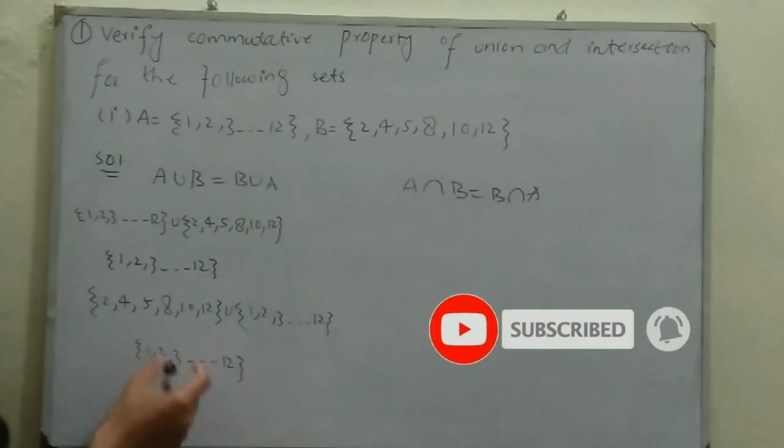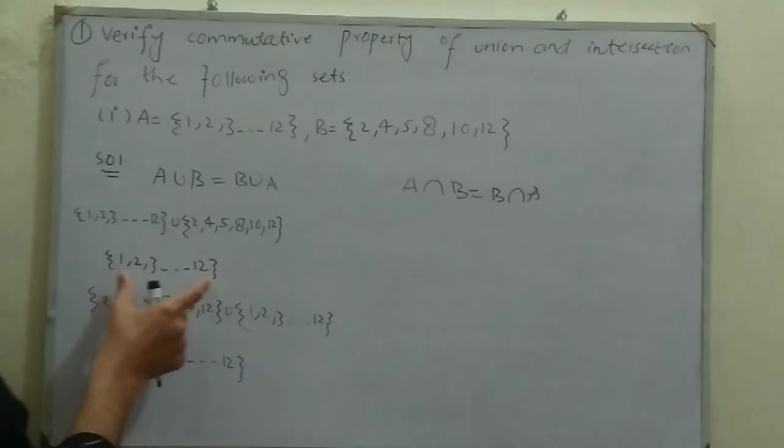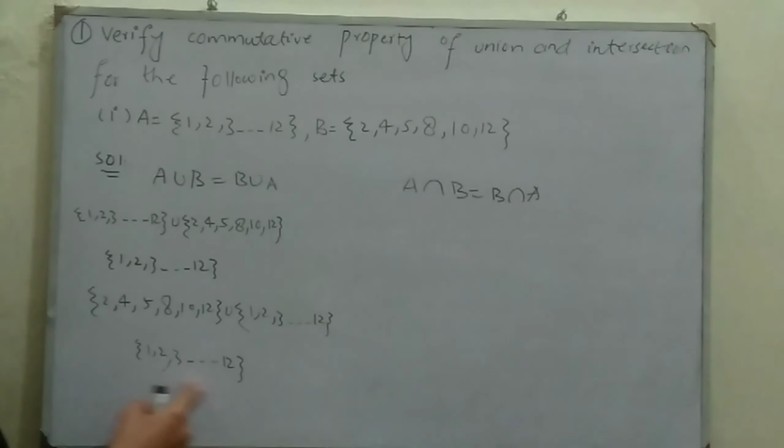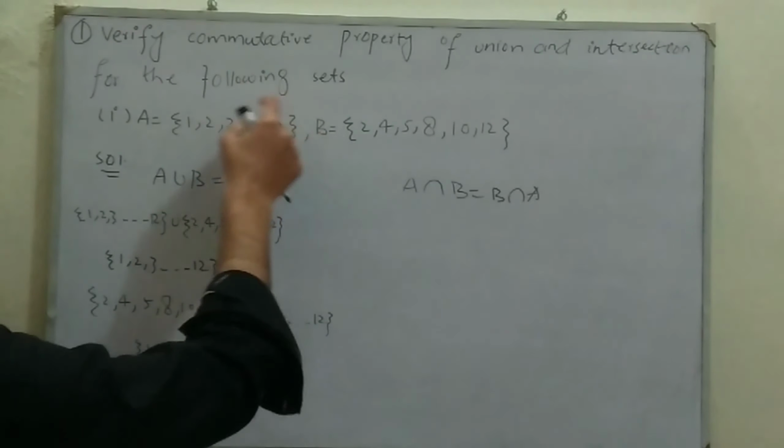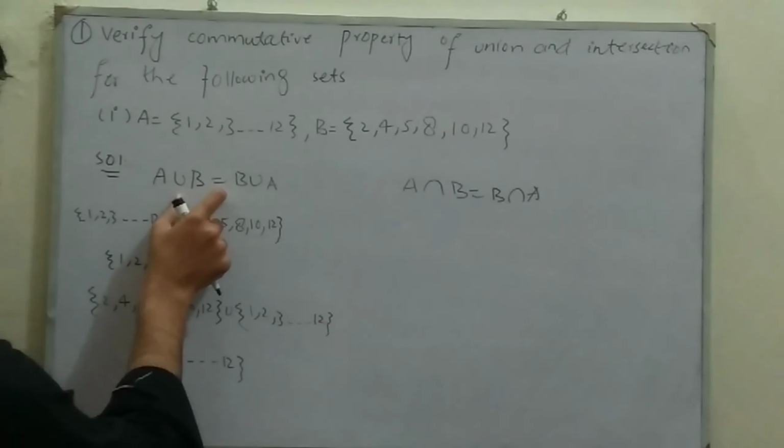These elements have already come in this equation, that's why we cannot write them again. So from here, A union B is 1, 2, 3 to 12, and B union A is 1, 2, 3 to 12. They are equal. It means that the union property for these sets is commutative. That's why it is verified.